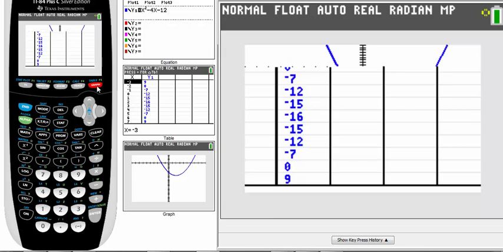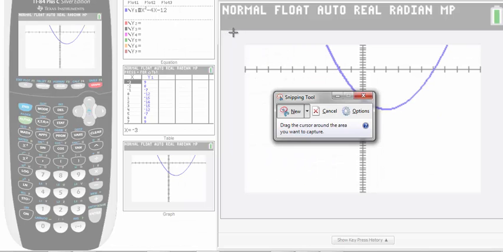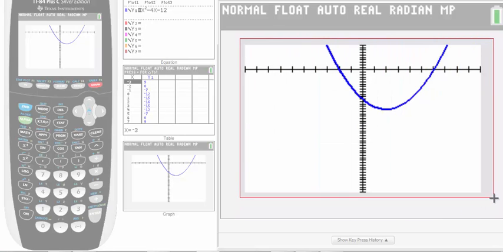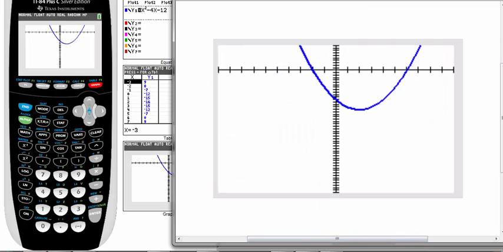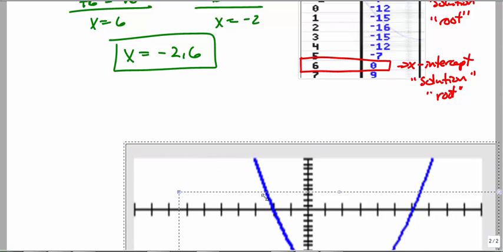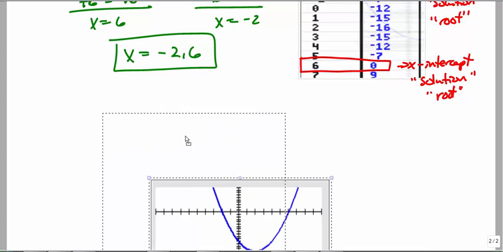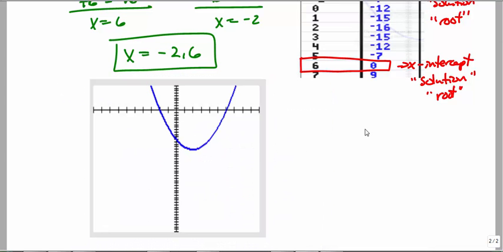Let's go ahead and graph this as well and pull that into our notes. And then we can note on the graph where our solutions are as well. And again, our solutions are at -2 and 6. And we can see that from the table, and then we can see it from the graph. Here we are at -2, and here we are at 6.